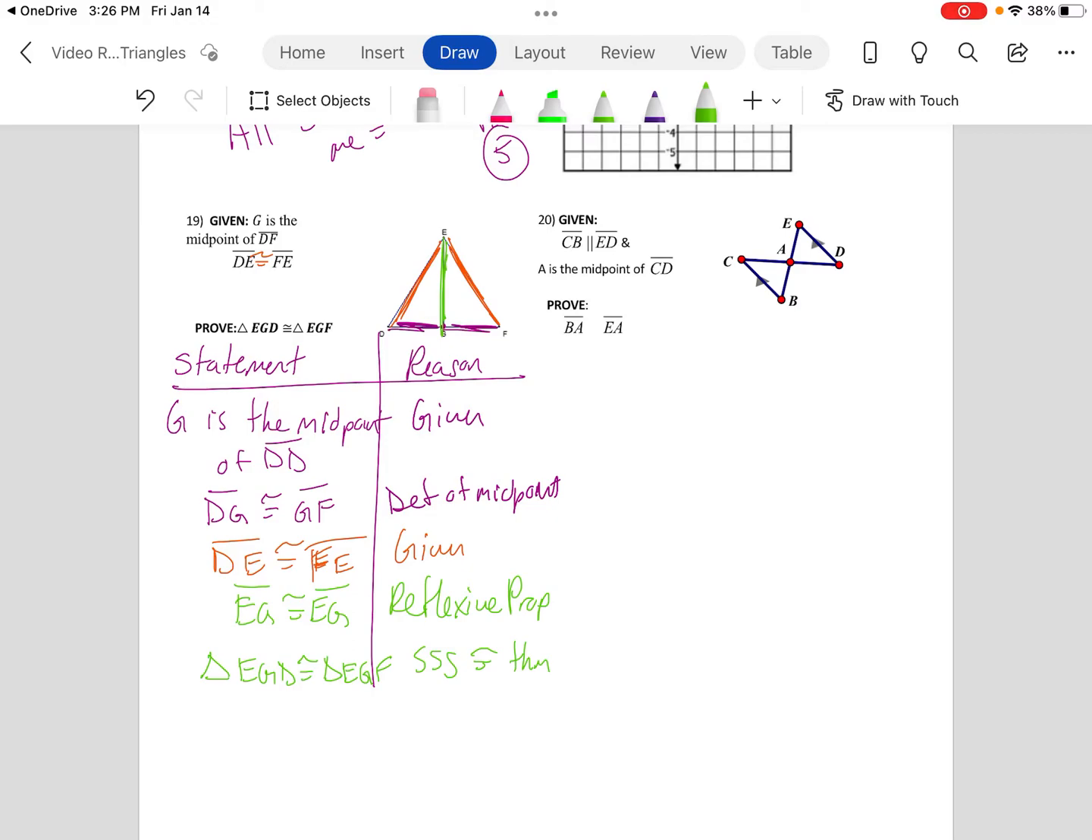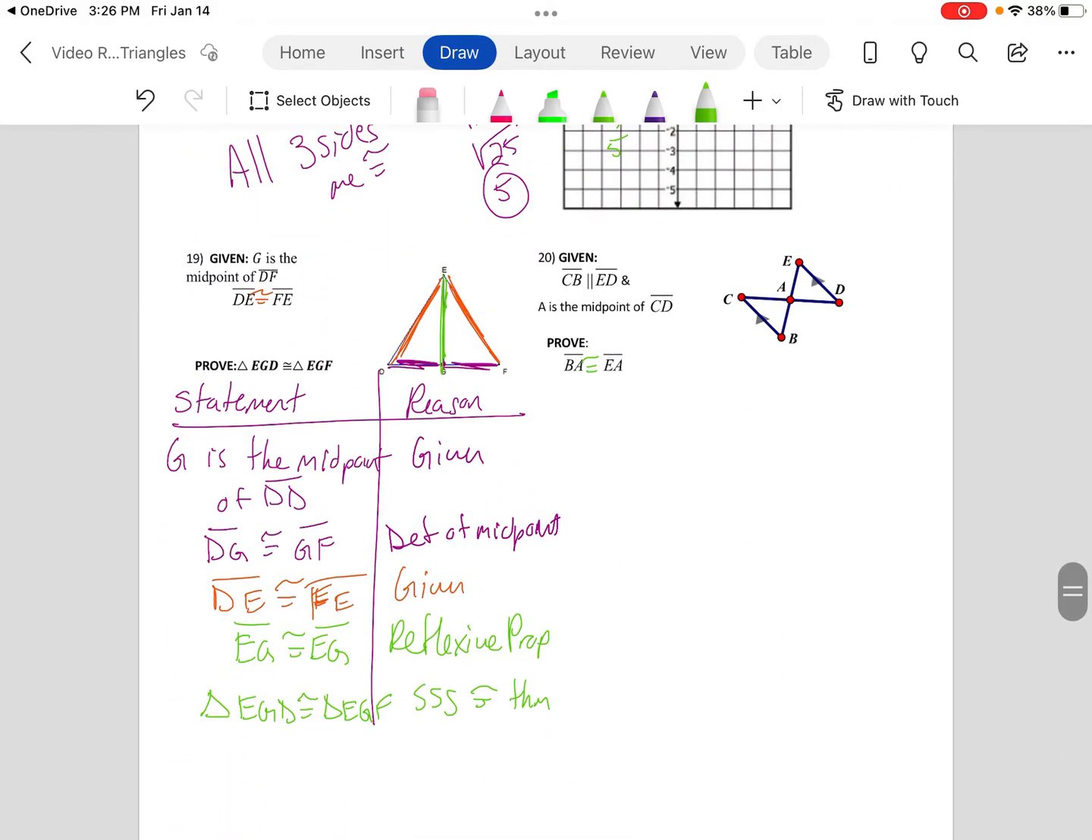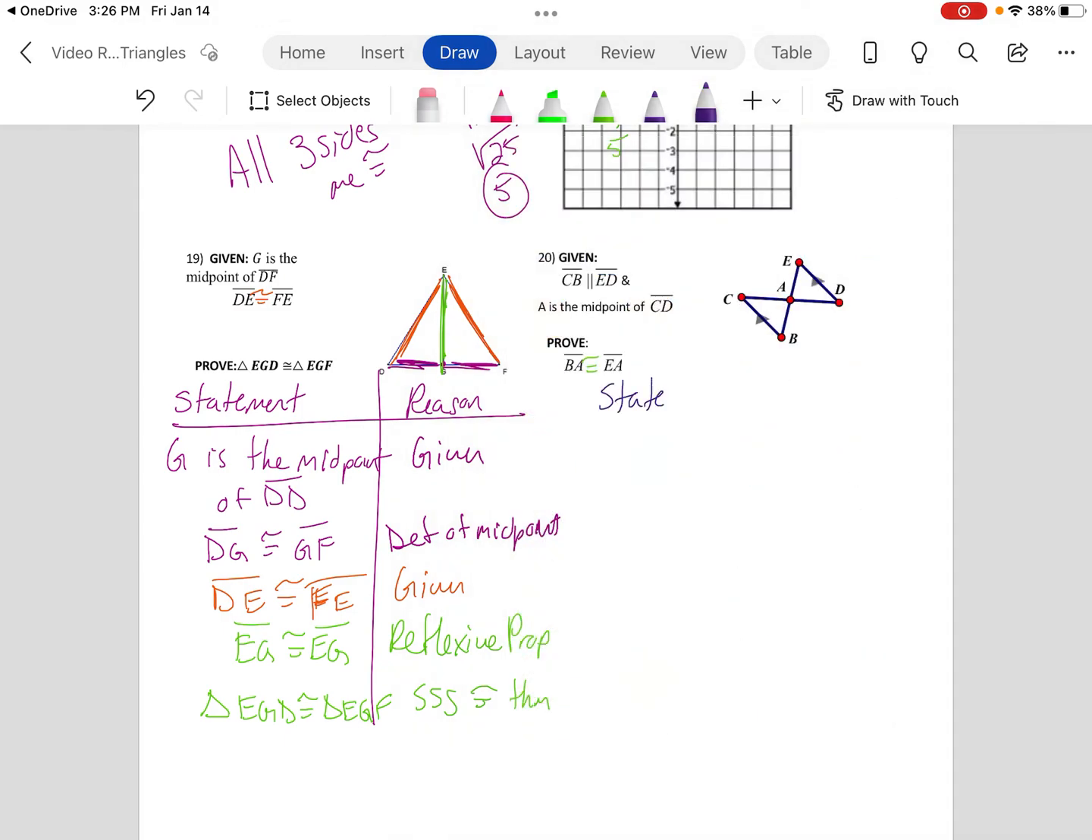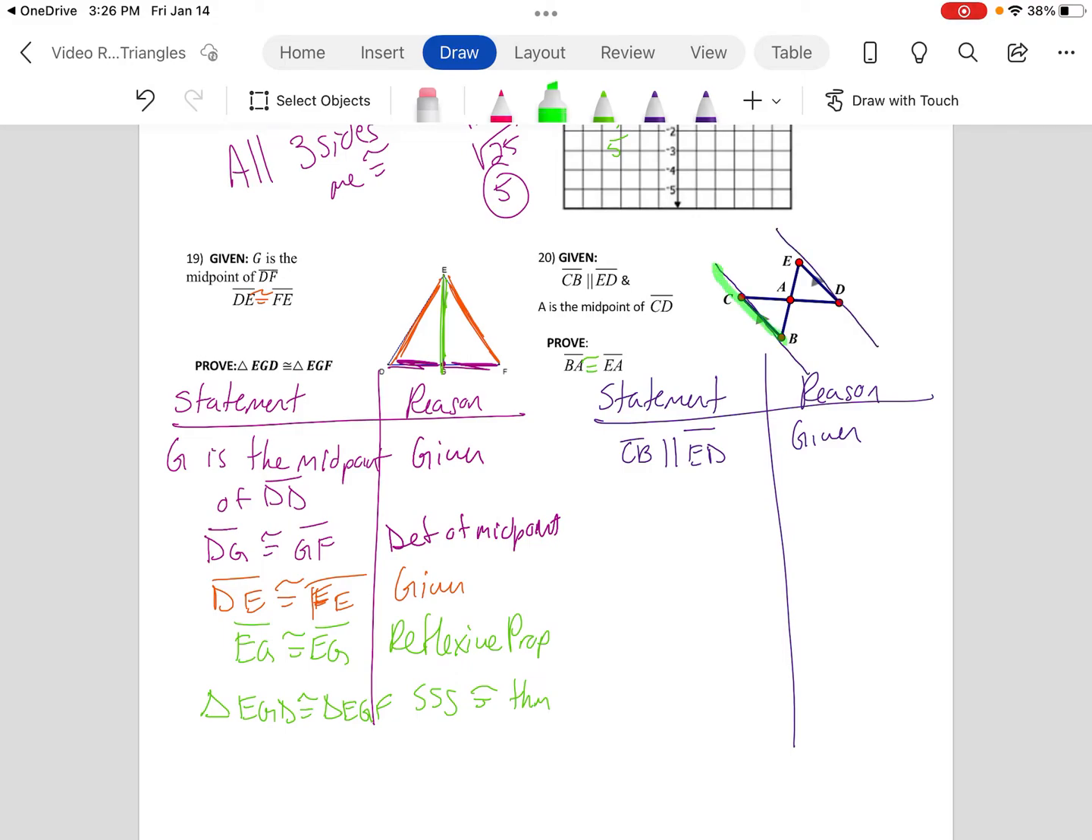Next one, we're proving parts congruent. I don't know why my congruent symbols didn't come up here. Okay. So you have your statement, and you have your reason. So I know that CB is parallel to ED. That's given to me. If CB is parallel to ED, and maybe you want to highlight it, I'll highlight these. So those are my parallel lines.